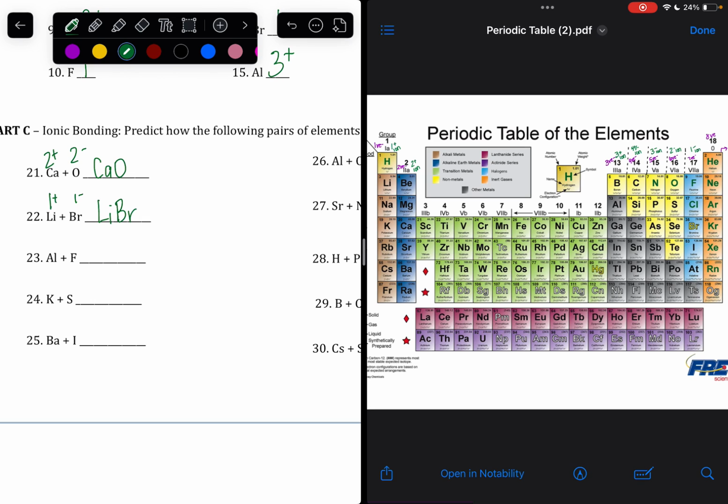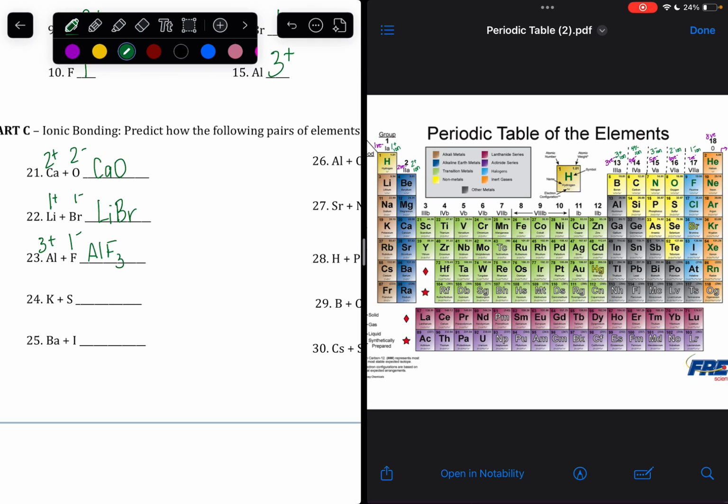Aluminum is atomic number 13. It's in group 13 with a 3+ charge. Fluorine is number 9 in group 17, and it has a 1- charge. All right, 3+ and 1-. Those don't cancel each other out. I'm going to have to end up with more of something. If fluorine has my lesser charge there, if that's only a 1, I'm going to need 3 fluorines to balance out my 1 aluminum. So I'm going to have Al with no subscript, and then F3, so aluminum fluoride.